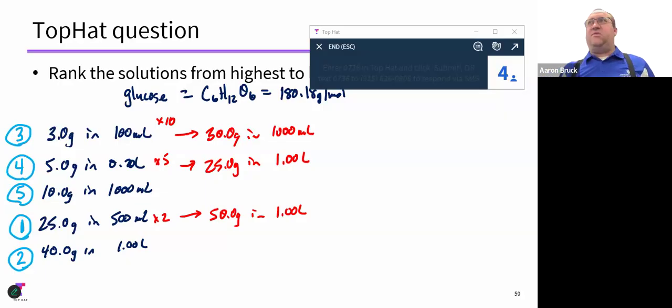So this question wasn't even really about osmotic pressure so much as it was about concentration and ranking concentrations. Right. Any questions with osmotic pressure before we go further?